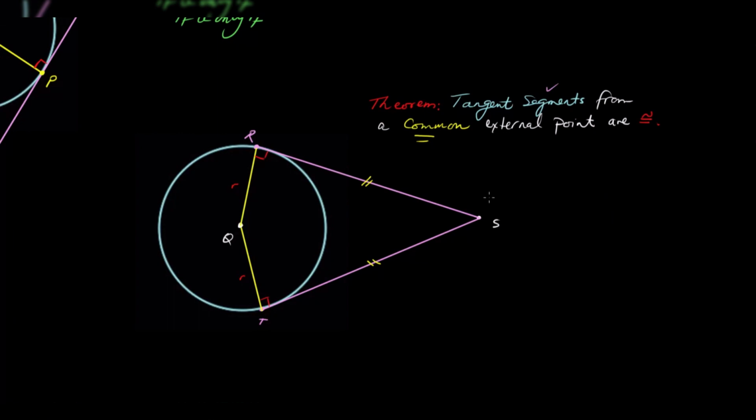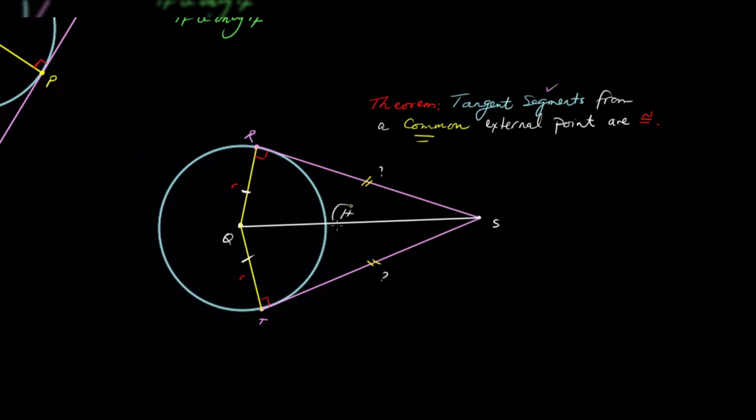Then to prove that RS is congruent to TS, it's reasonably easy, because you can just draw this segment here, QS. Now you have two right triangles, this right triangle over here and this right triangle over here, correct? And they have this common radius, which is congruent, and we're trying to prove that these are going to be congruent. And then they share a common hypotenuse, right?